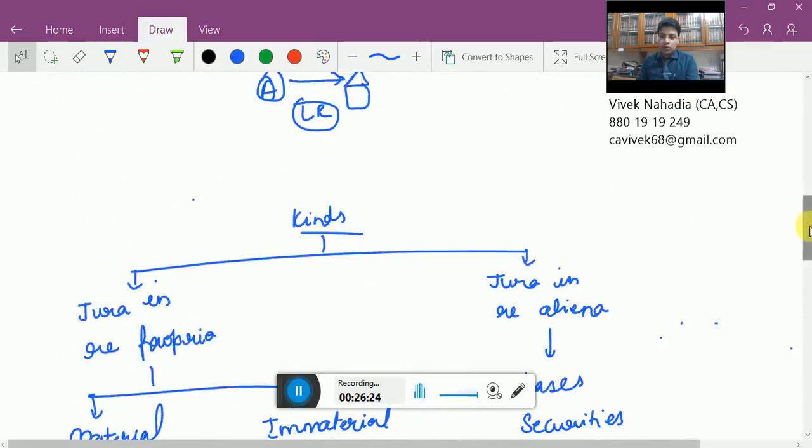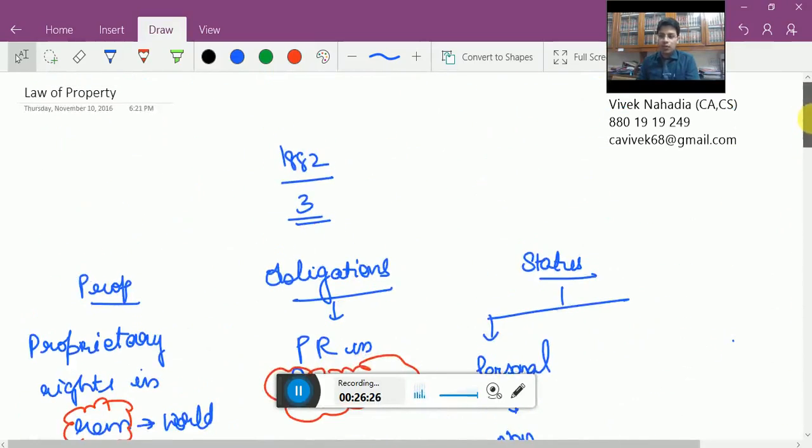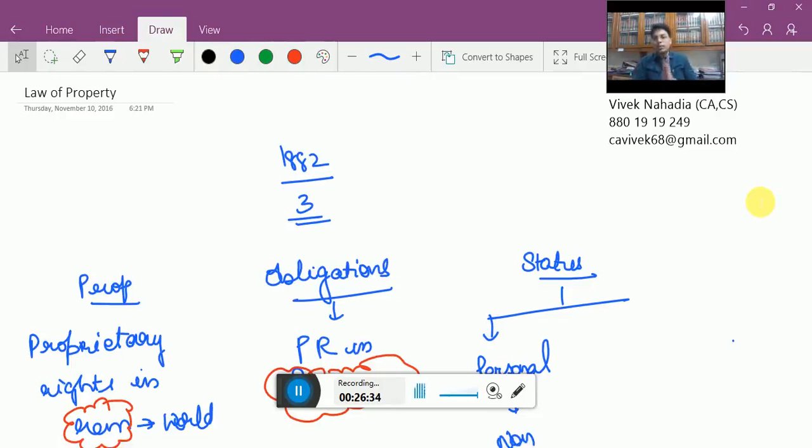So let's do a quick recap of the entire thing, whatever we have studied now. Why do we do recaps so many times? Because if we revise it multiple times, it will be very easy for us to remember it. If I don't revise it multiple times, then obviously we'll forget it. So let's do the recap now.